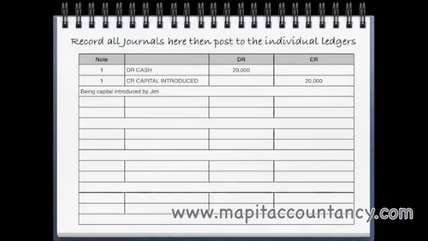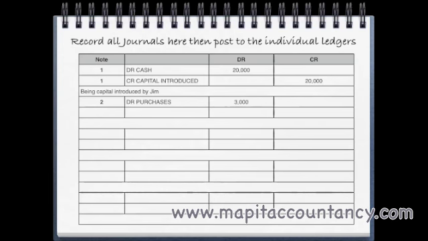So we've already dealt with our capital introduced. We now have to deal with our purchase of goods. So note 2 tells us that goods were purchased for $3,000 for resale. So we're going to record our journal here. So this is just to say what we're going to do so that we can keep track of it. And then we'll post it into the ledger accounts for those items.